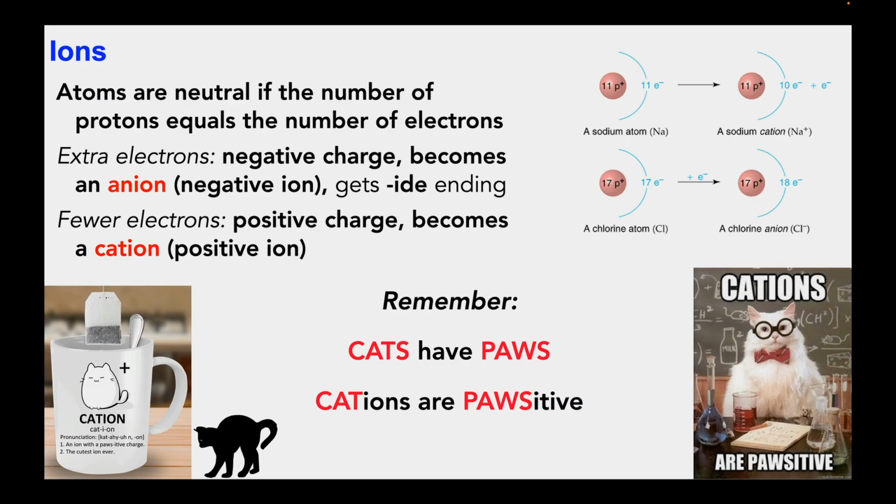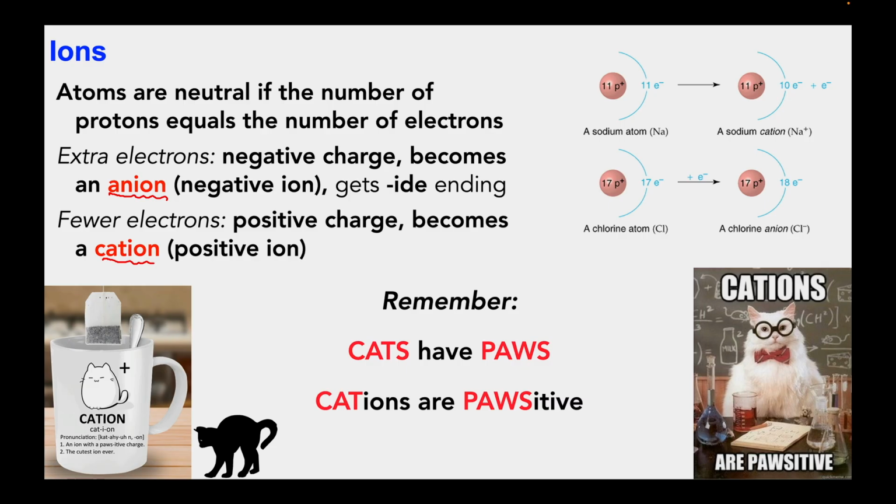And so I'm introducing here some new terms. I want to introduce anion and cation. An anion is what you have if you have extra electrons. So if your atom has gained 1 or more electrons, it becomes negative, and scientists call this an anion. And we're going to see that a lot of times the elements, if they are an anion, if they have extra electrons, they get an IDE ending.